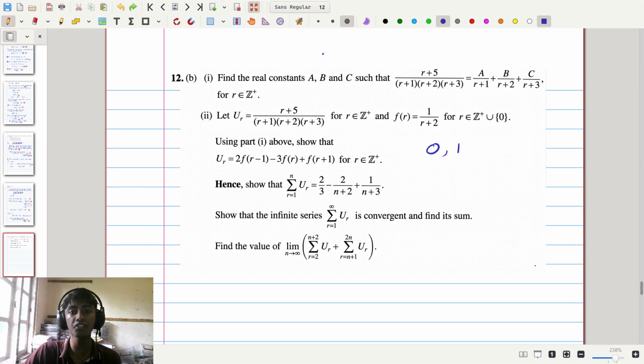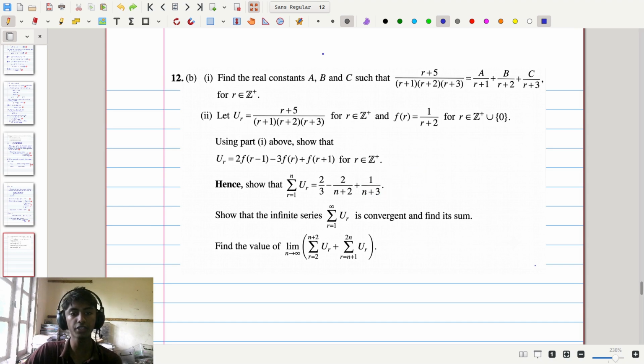Now given this, the question then says, using the result in part 1 above, show that u of r is equal to 2 times f of (r minus 1) minus 3 times f of r plus f of (r + 1) for all r elements of the positive integers. The question then says, hence, show that the sum from r equals 1 until r equals n of u of r is equal to 2 over 3 minus 2 over (n + 2) plus 1 over (n + 3) for n element of the positive integers. Now, it's not given in the question, but that is a required condition.